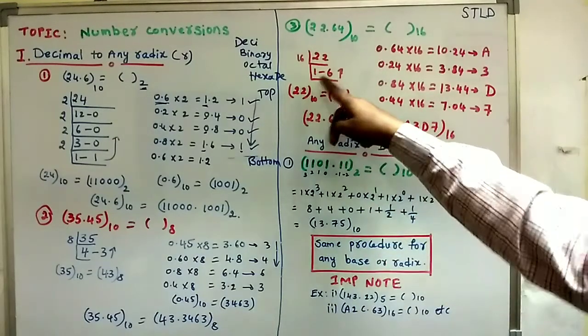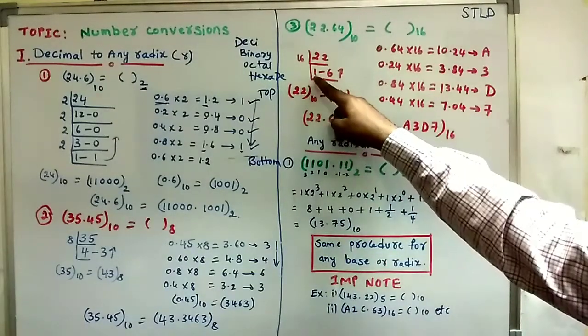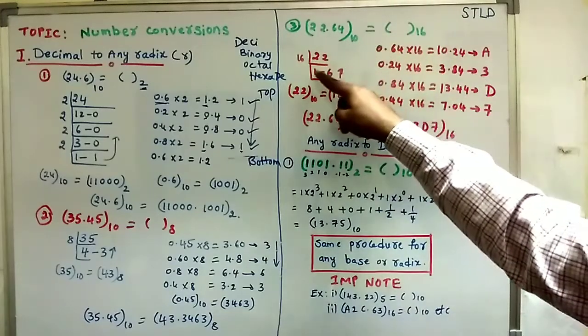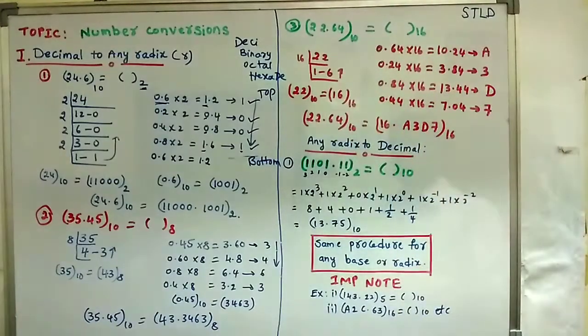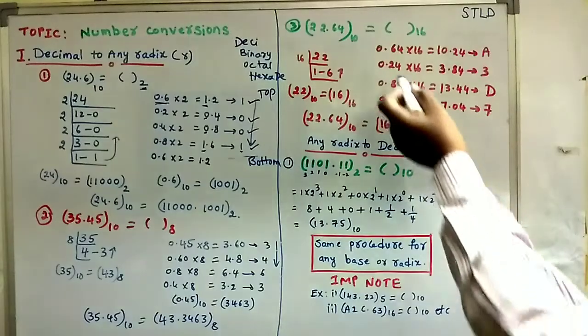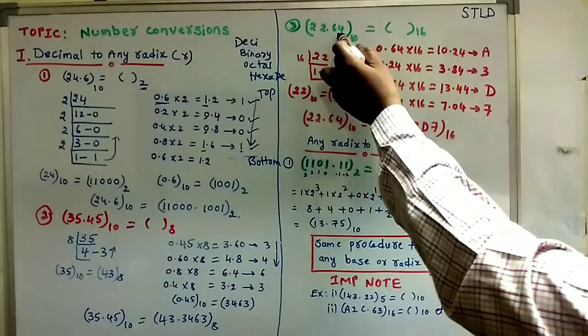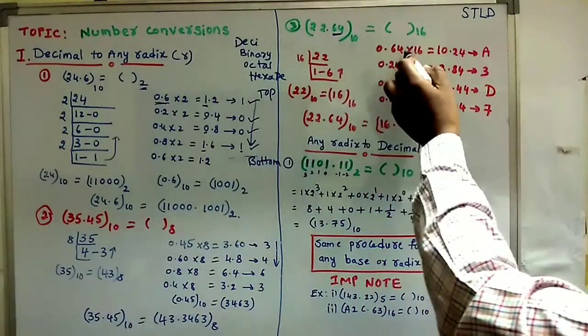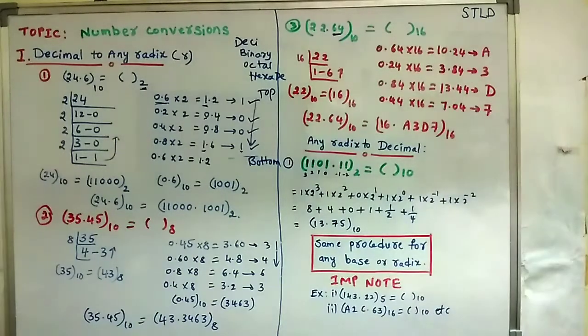Okay, 22, 0.16, so 16. Bottom to top, we have to take 16 only. Then 0.64 into 16, 10.24.